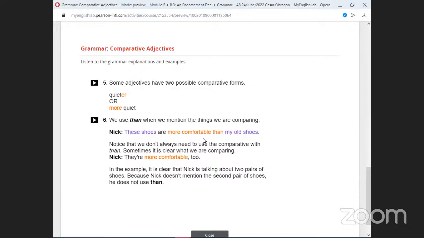So whenever we are comparing two objects directly, choose A, choose B, we use than. If the initial information gives you enough evidence that you don't need to also bring up the second object, in this case you just leave it with the comparative. They're more comfortable too, because it's part of the context. You don't need to be too redundant.